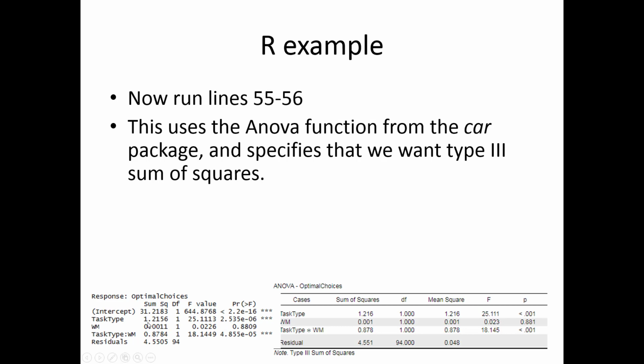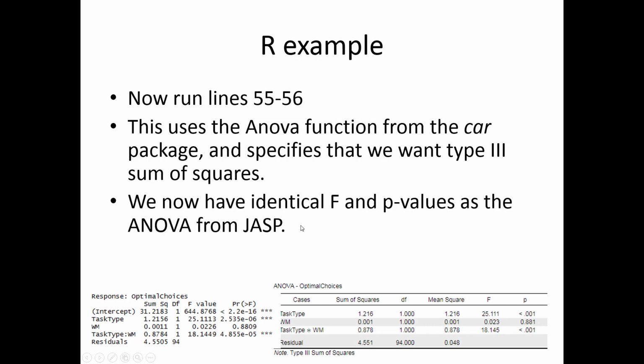So the sum of squares, 1.216, was 0.001, and then 0.878. So everything lines up. The F values are the same, and the p values are the same. So now we have identical F and p values as the ANOVA from JASP.